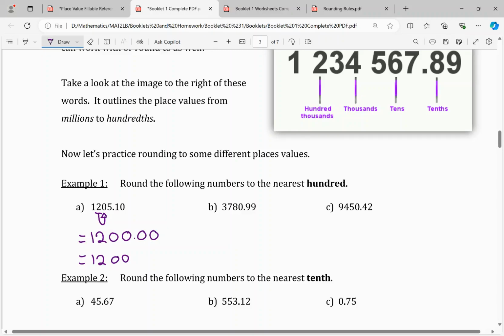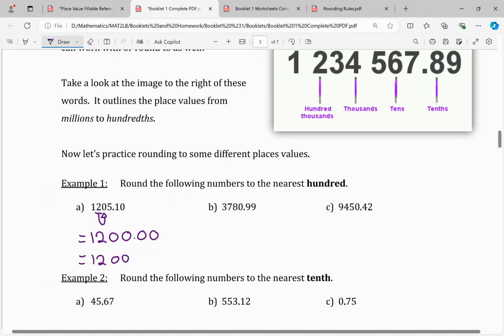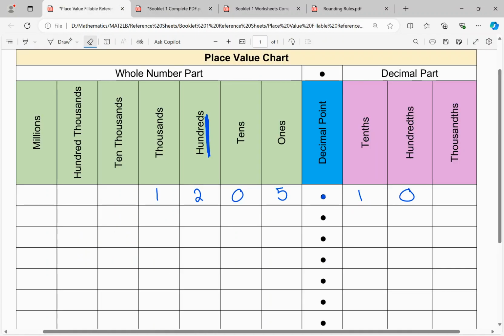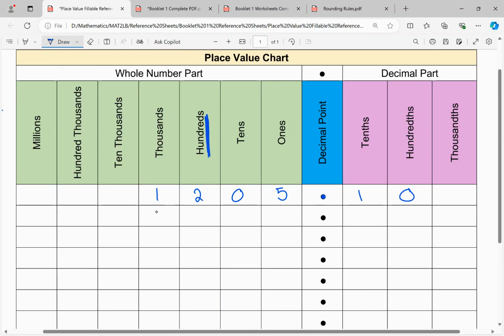So our next number is 3,780.99. I'm going to copy that over. 3,780.99. Remember, your decimal needs to be in the right spot. So put your number on this page so that the decimal matches up.